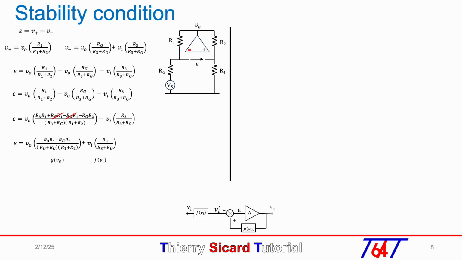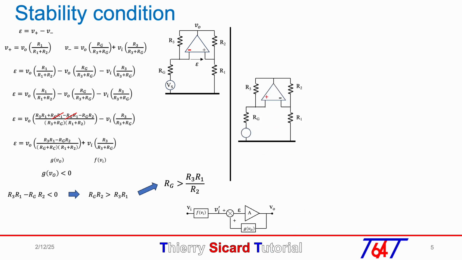The block diagram of those two functions is shown, and we see that the function G is a feedback, which means the function must be negative. So R3 times R1 minus Rg times R2 must be negative. We come to the conclusion that Rg must be greater than R3 times R1 divided by R2.